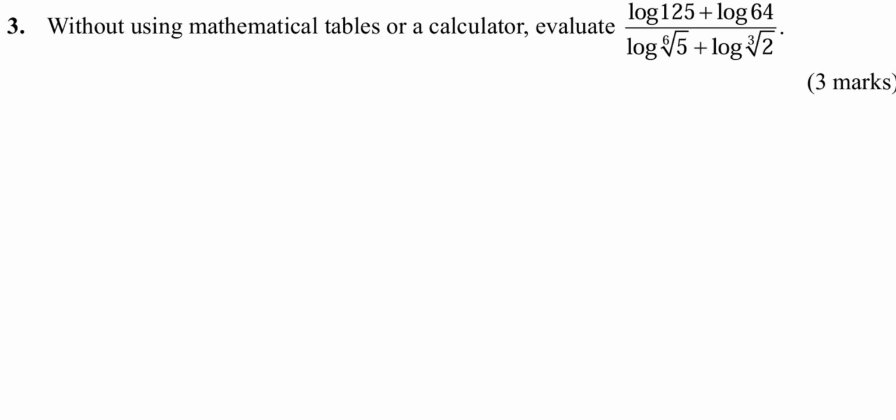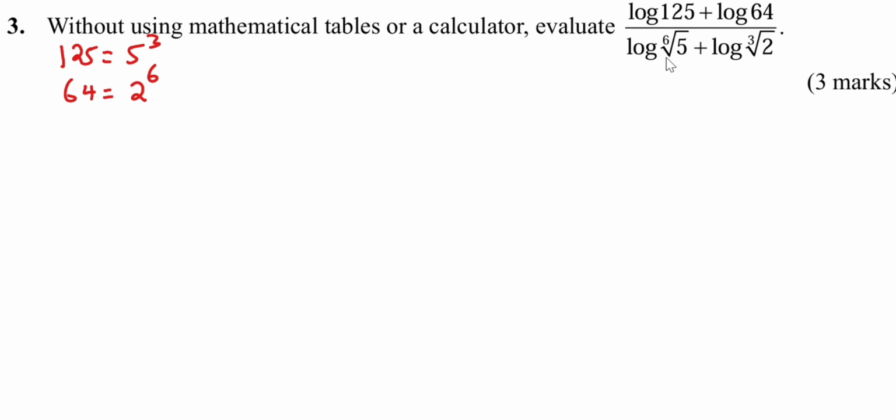So to start with, I'm going to look for a way which I can write this number 125 and 64 in index notation. So 125 can be written as 5 raised to 3. Pick a calculator, 5 raised to 3, get 125. And also 64 can be written as 2 raised to power 6.